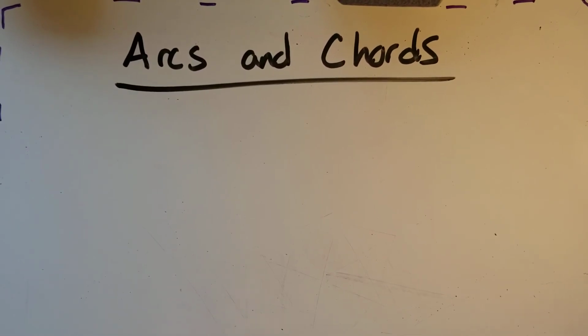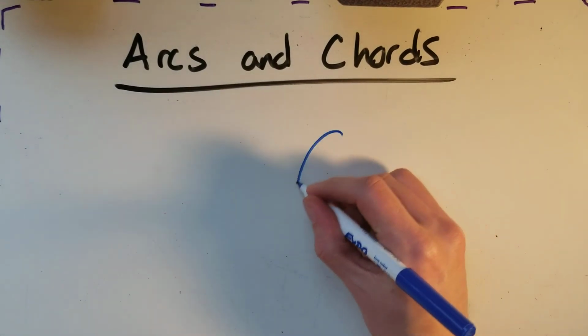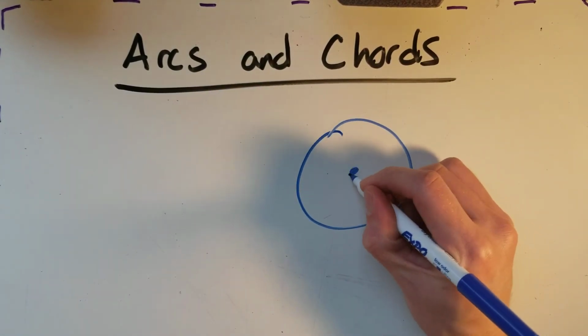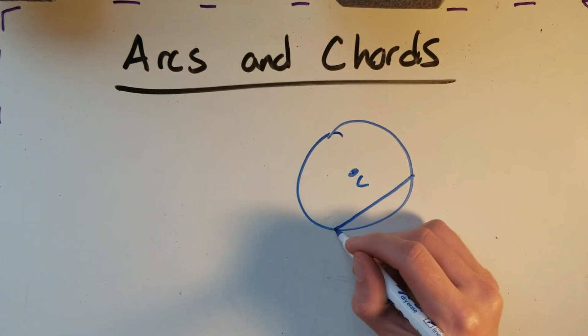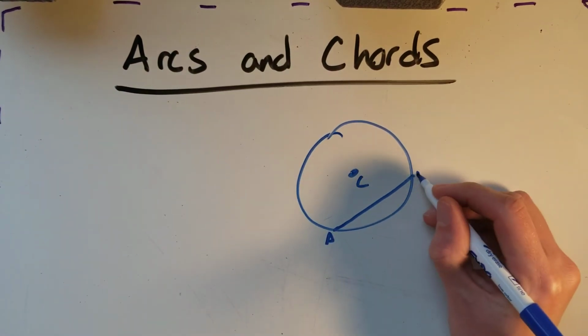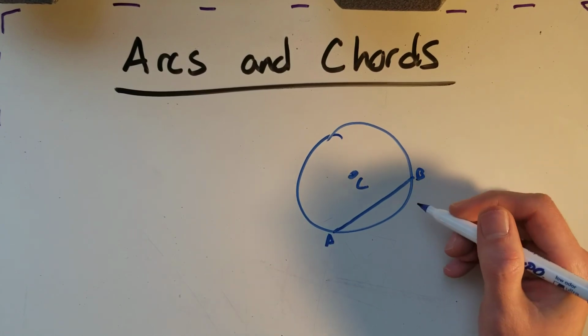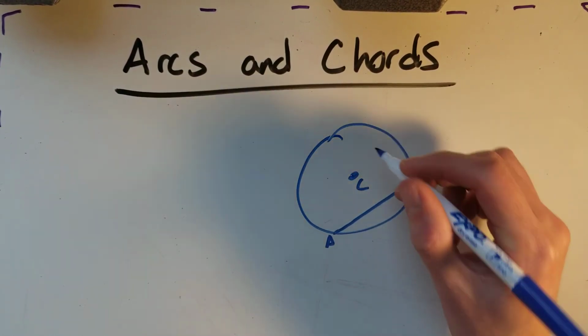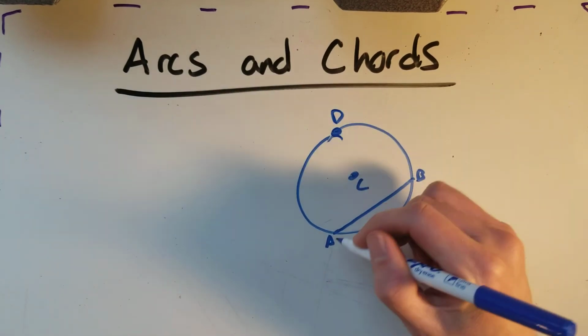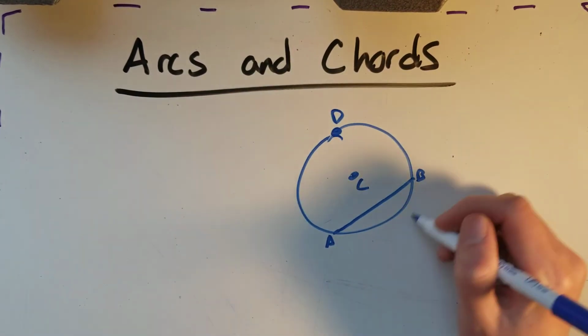So whenever you have a circle and you take a chord on the circle, so if we have a circle here, we'll call it circle C, and you take any chord that's not the diameter, so we take AB, it's going to divide the circle into two arcs. Your minor arc AB, and we'll call it the major arc ADB. So you have the major arc and the minor arc.